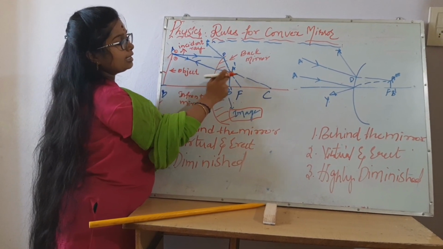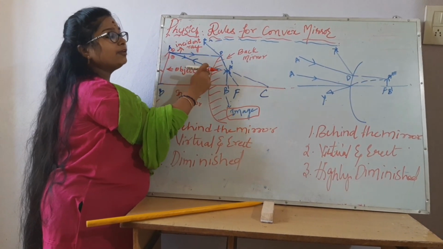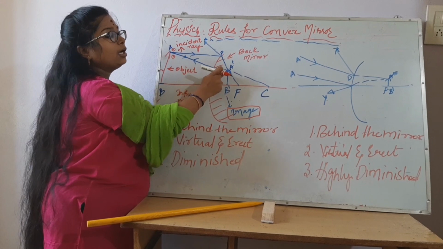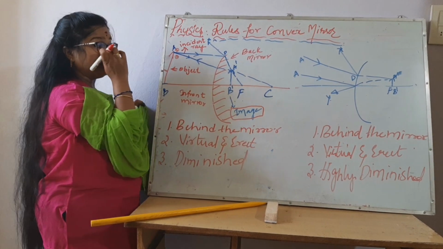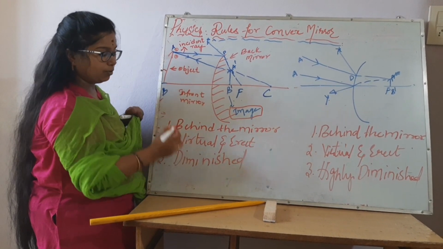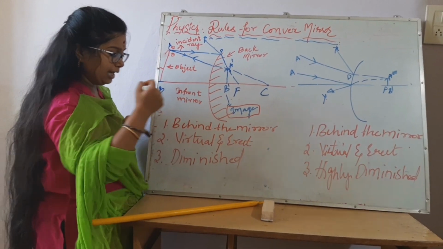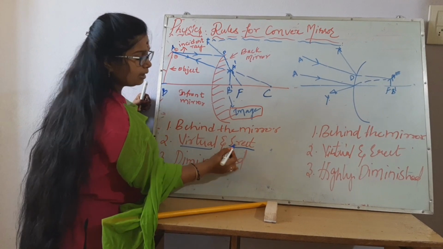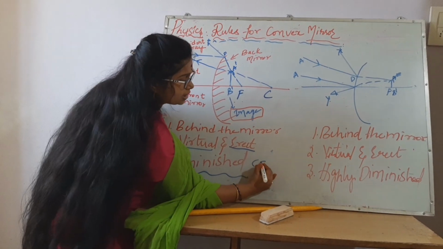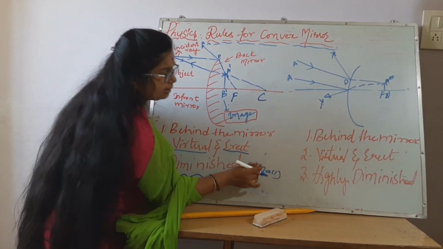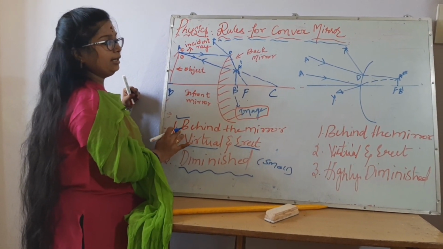So, these two rays, are they really meeting? No, they are not meeting really. If they don't really meet, which image will you get? You will get a virtual image. Always remember, a virtual image will always be erect. And the virtual image here is diminished, which means a small image. Where is the image formed? Behind the mirror it is formed.